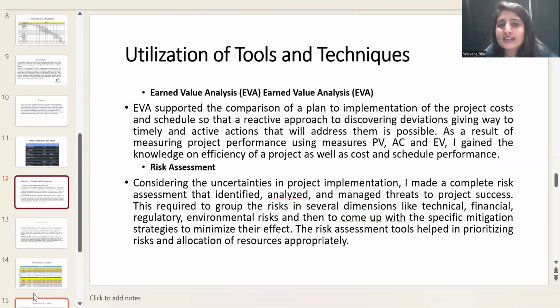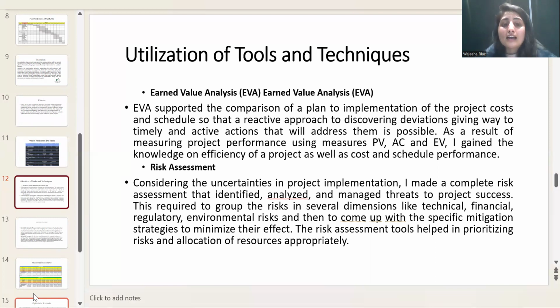Now I discuss the utilization of tools and techniques. I use earned value analysis. EVA supports the comparison of the plan to the implementation of the project cost and schedule, so that a reactive approach can discover deviations, giving way to timely and active actions that will address them if possible. As a result of measuring project performance using PV, AC, and EV, I gained knowledge on the efficiency of a project as well as cost and schedule performance.